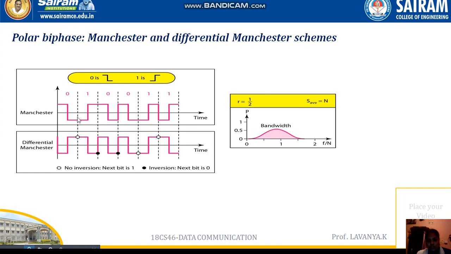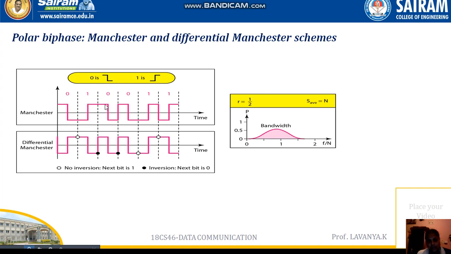Within that time slot. See, these are all the time or delay. The dotted line shows the time or delay. Within that time the transition should be completed. If it is a 0 value, it goes higher to lower. If it is 1, look at this, lower to higher.